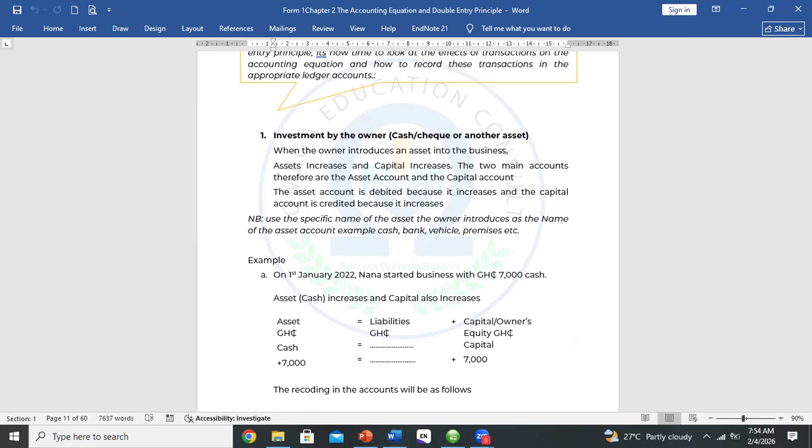Who would do this for us? Prof. Fidel, would you try for us? If the owner makes investment, what happens? What account do you open, and which account do you debit, which account do you credit? These are the specifics I need from you. Yes, Prof. Fidel. Prof. Dennis.